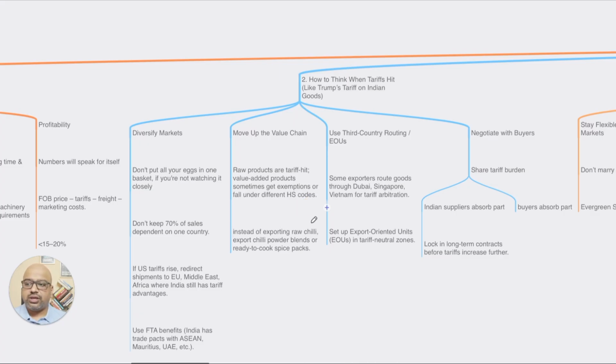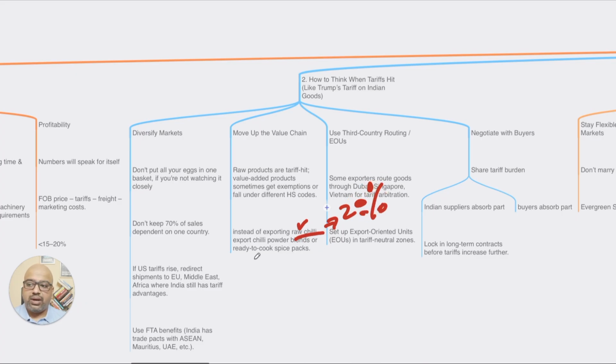Instead of exporting raw chilies, try to look for blends or even ready-to-cook spices. Just in case, in a few markets, they are not okay with raw material imports, so they impose around a 20% tariff here.